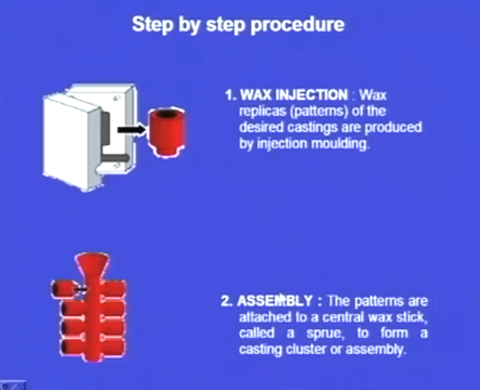Next one, assembly. If we have to make only one component, that is not economical, so we make several components together with a common sprue. Here we have taken say 8 wax pieces, and we have assembled them. These patterns are assembled with a central sprue.